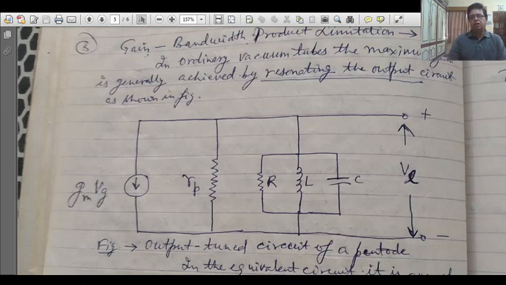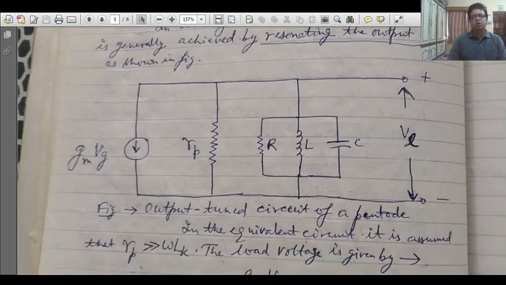Now the last point of this article is the third one, gain bandwidth product limitation. The gain bandwidth product limitation also affects the operation of conventional tubes. In ordinary vacuum tubes, the maximum gain is generally achieved by resonating the output. If the output is resonating, then the output circuit is shown below, and this is how maximum gain is achieved. It is shown here for a pentode.